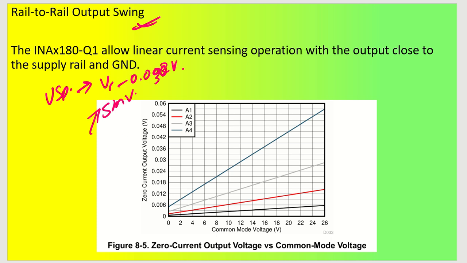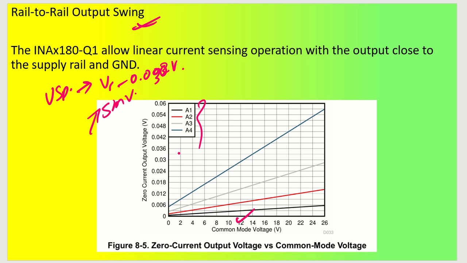Okay. But the thing is, in common mode voltage supply, as you can see, as my voltage is increasing, my zero cross current output is actually increasing. So if my input voltage is a little bit higher, then my offset will also be a little higher. That's the reason if we are working with 12 volt, my value will be a little lesser.